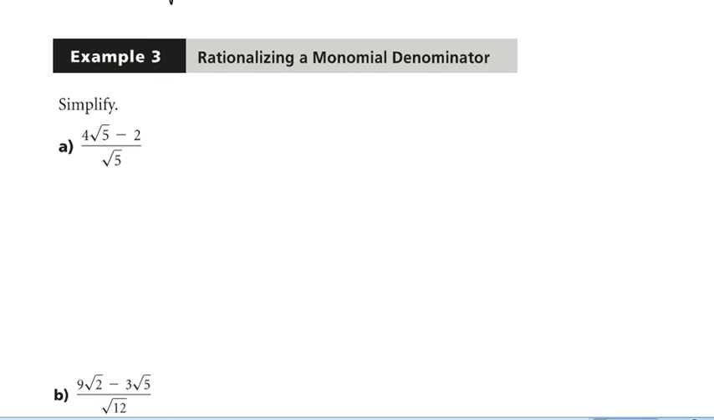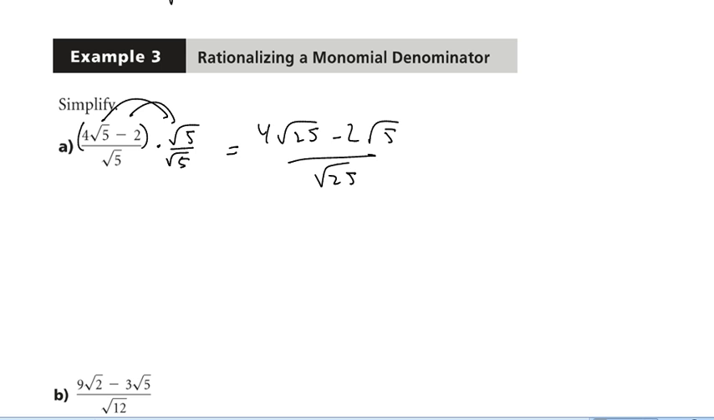Okay, so let's have a look at example A here. I'm going to multiply top and bottom by the square root of 5. Remember, anytime we have big fractions like this, it's as if there's brackets over the top and the bottom. So I'm going to have to rainbow that root 5 in. So that's going to be 4 root 25 minus 2 root 5 all over root 25. Of course, root 25 is just 5, so we have 20 minus 2 root 5 all over 5. That is considered simplified.